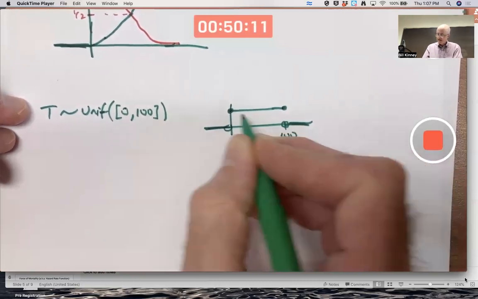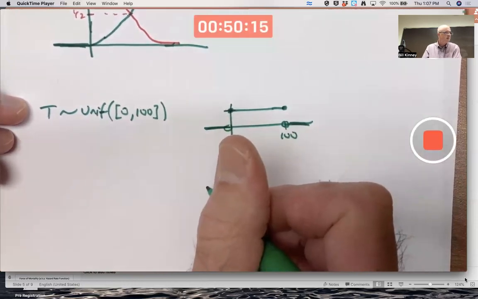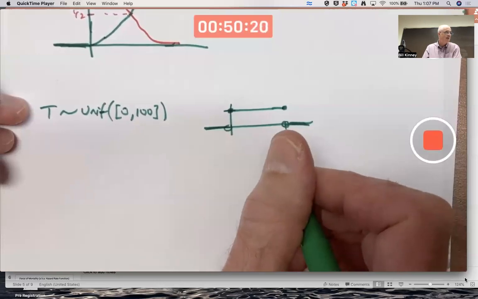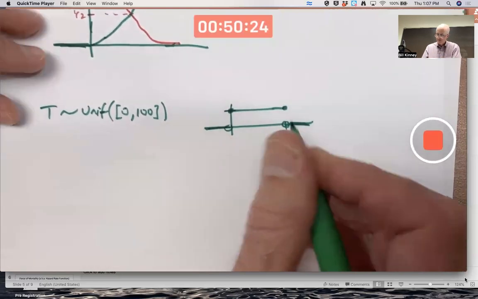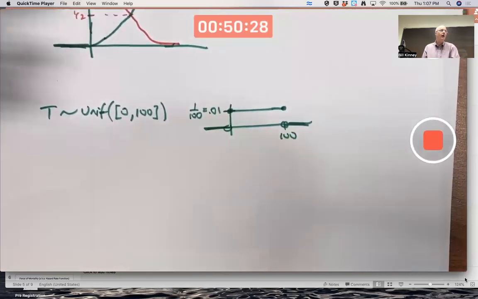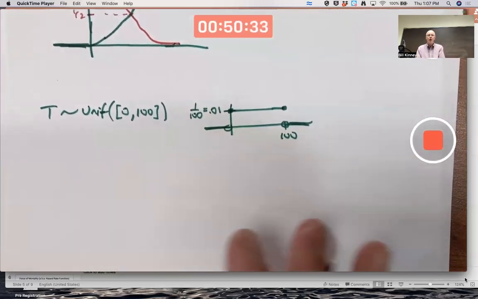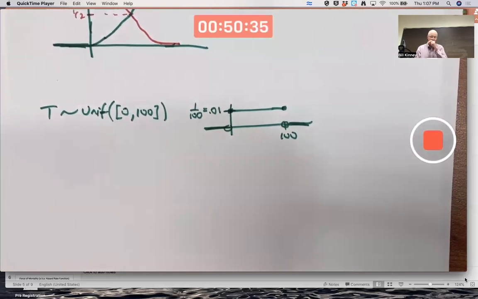If that's going to be a PDF, a probability density function, what does the value on the vertical axis there have to be? Go ahead. 1/100th, 0.01, because it's got to integrate to 1. It's got to be a PDF. It's uniform, a horizontal line.